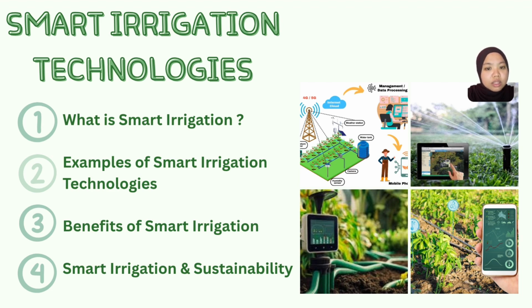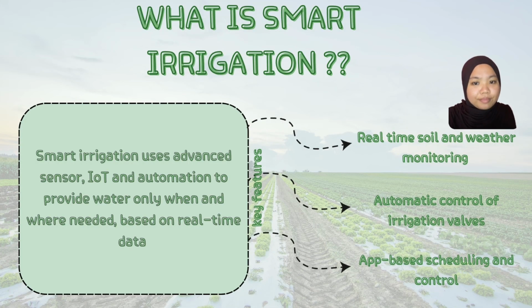What is smart irrigation? So let's continue with what smart irrigation is. Smart irrigation is a modern system that uses sensors, automation, and weather data to control water use effectively. Unlike traditional irrigation, it delivers water only when and where it is needed.